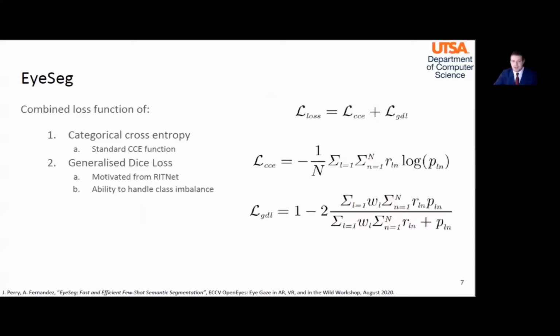Influenced by the success of RIT-Net's combined loss function, we applied a combined loss function with generalized dice loss and categorical cross entropy. This combined loss function demonstrated a massive increase for the iris and pupil categories specifically, where both the iris and pupil had an extremely small volume of representation compared to the other class features, background and sclera.